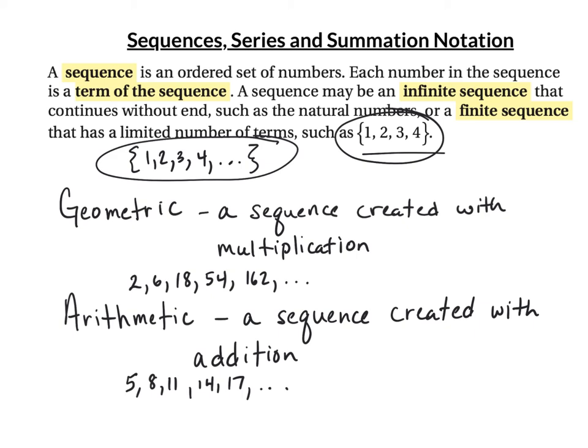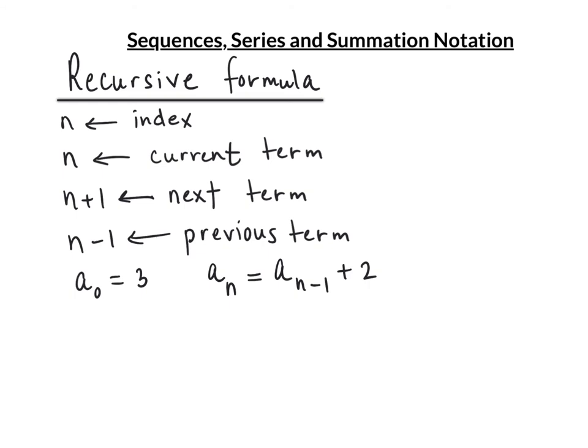We use two types of formulas when we describe sequences. They are recursive, which is based on previous values. It builds on previous values. And explicit. An explicit is also called a closed form equation, which is just a normal equation as you know it, to build a list of numbers.